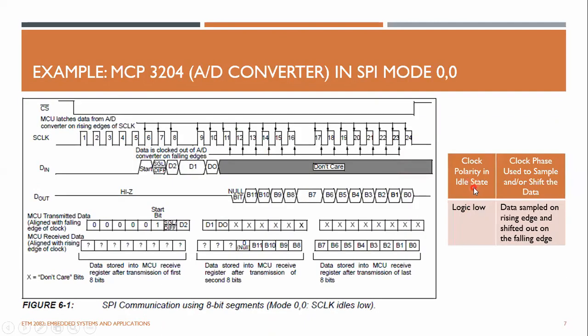The clock polarity is initially at logic low. This is the chip select pin. Initially it should be logic high. If you want to initiate the communication, you have to pull this line low. And the clock voltage is 0, which means logic low.